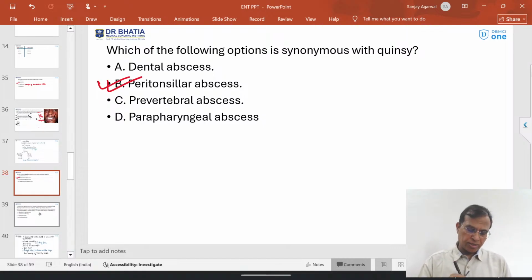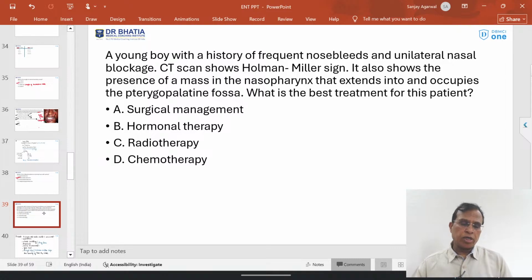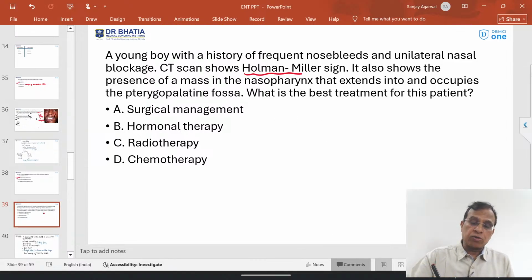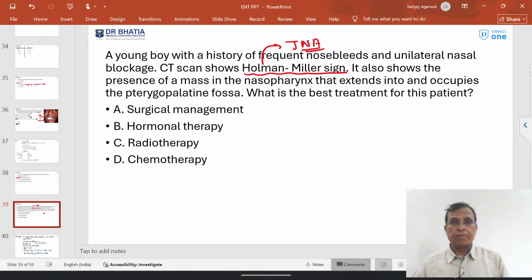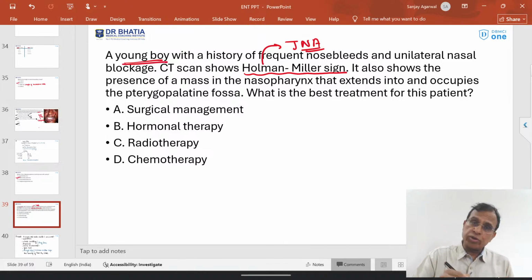So I will not wait here. A young boy with a history of frequent nosebleeds and unilateral block. Nosebleed frequent, बार बार हो रहा है. हॉलमैन मिलर साइन, मैंने बताया था पहले एक क्वेश्चन में, चॉइसेस में था. हॉलमैन मिलर साइन is a feature of JNA, जुवेनाइल नेजोफेंजियल एंजियोफाइब्रोमा. और JNA में यही होता है. इससे यंग बॉय, यूजुअली बॉय होता है, और ब्लीडिंग होती है उसको नाक से.